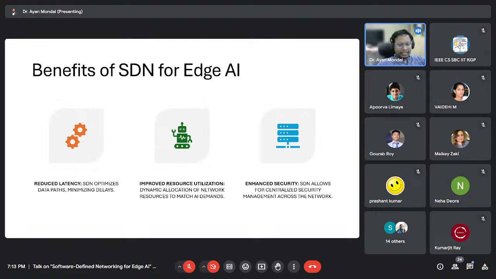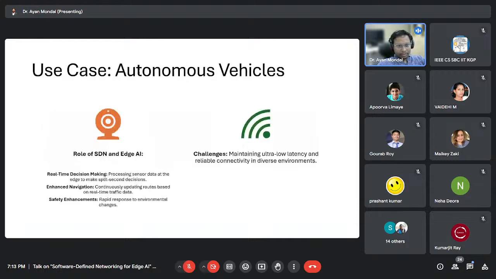So SDN allows centralized security management across the network. So that is one issue, as well as privacy, due to you performing the processing of the data over the edge. Okay, so now let us look into different use cases that are there.